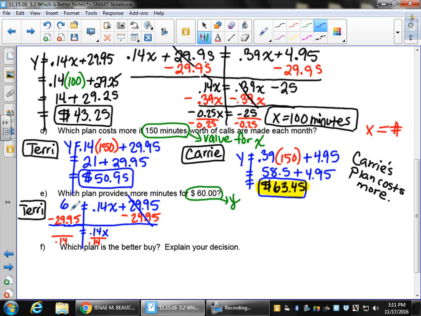60 equals, so let's try that again. 60 minus 29.95, that's 30.05. Okay, let's try that divided by 0.14, and that answer makes a little bit more sense. X equals, I get a decimal, but that's okay, 214.64. We'll round that to approximately 215 minutes.